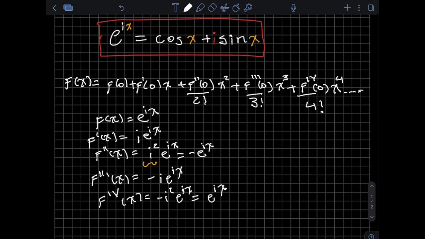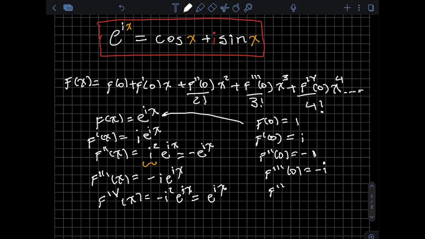And their respective values evaluated at x equal to 0 are: f of 0 will be 1, because if I put 0 in this x, I'll get 1. And f prime of 0 will be i, f double prime of 0 will be -1, f triple prime of 0 will be negative i, f fourth prime of 0 will be 1.